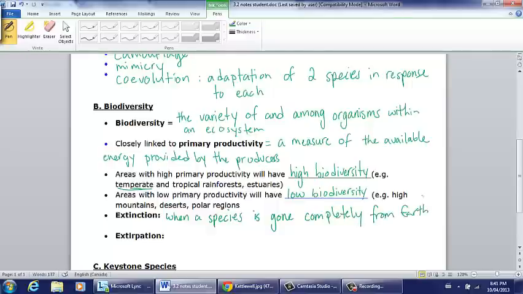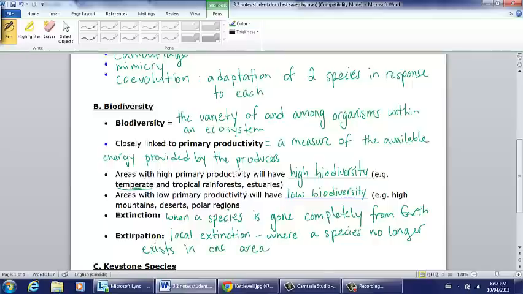This is different than extirpation, which is when a species dies out locally. So it's local extinction. If that was the only place that that organism lived, then it would be extinction. But often it's just extirpation, so it's local extinction, where a species no longer exists in one area, but it may still live elsewhere.